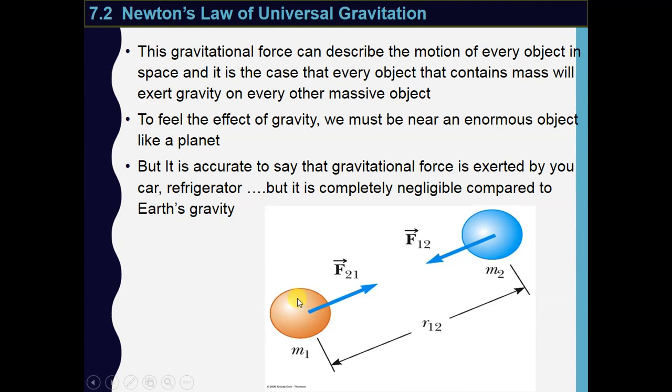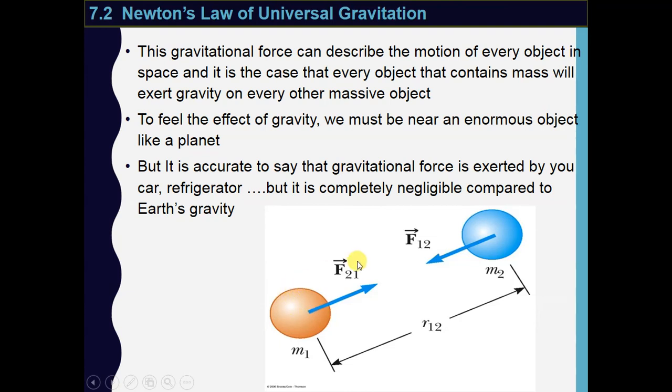See, what is it? Here we have two bodies, m1 and m2. These two bodies are exerting forces on each other. This is the force exerted by object 1 on object 2, so this object is attracting the blue object toward it. And the blue object is attracting the orange object toward it. Both are attracting each other, but we can't feel this attraction because of their masses.